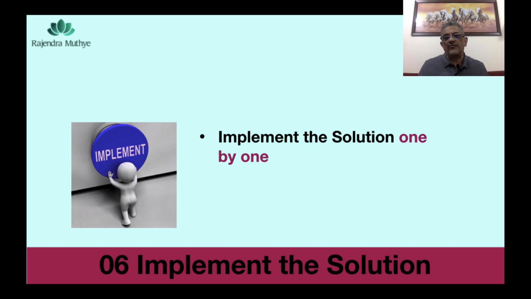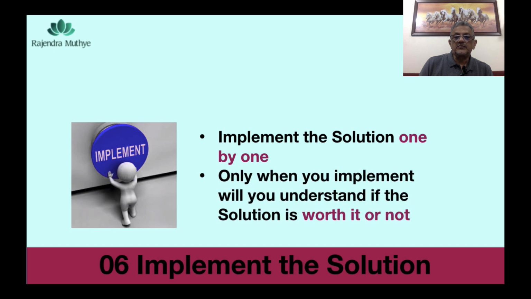Once I have a set of 4, 5, 10 solutions, then I will implement them one by one. And it is only when I implement each solution will I understand the worth of the solution. Okay, so implementation gives me the worthiness of the solution. So without implementation, I will not be able to identify what is the worth of the solution. So implement each one of them to find out which is the best possible thing.